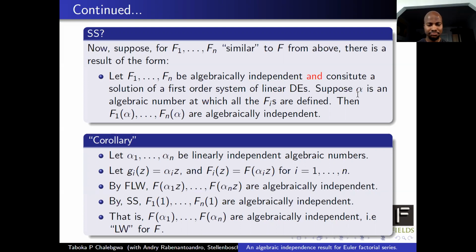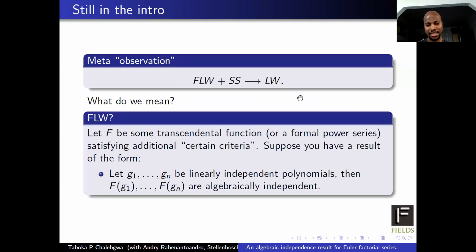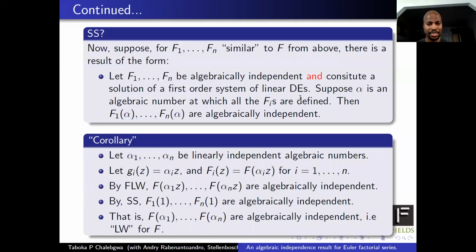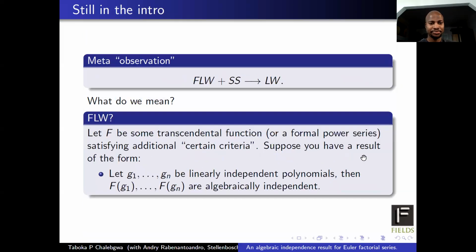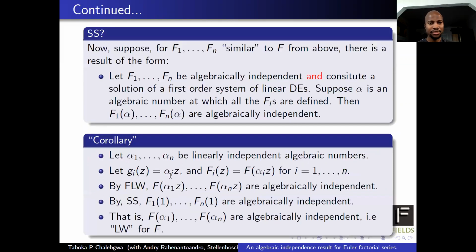And so the observation here, which might already be obvious, is that if you've got these two theorems, then you should be able to immediately deduce the Lindemann-Weierstrass theorem for your function. So more specifically, how do you go about doing that? Suppose you start with n linearly independent algebraic numbers, and then in the functional Lindemann-Weierstrass theorem, in the space of your g's, g1 to gn, you just define them to be alpha_i z, and then your functions f1 up to fn that are appearing in the Siegel-Shidlovskii theorem, just define them to be f of alpha_i z.